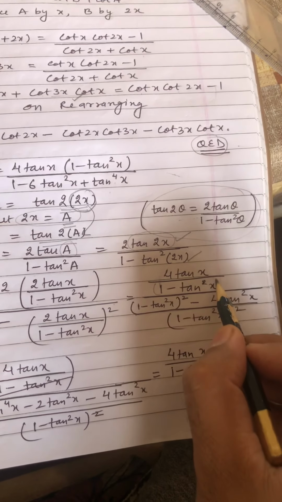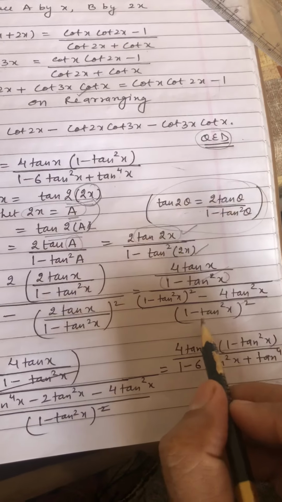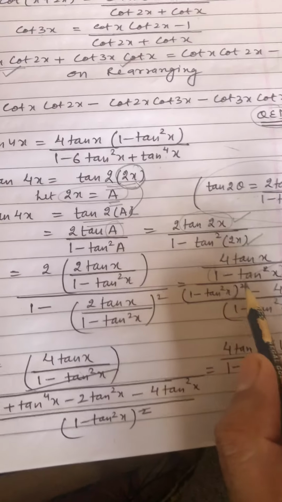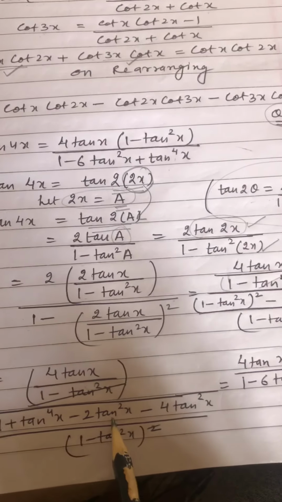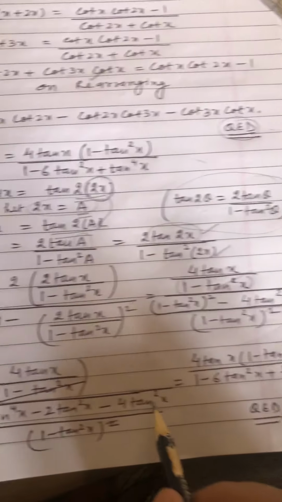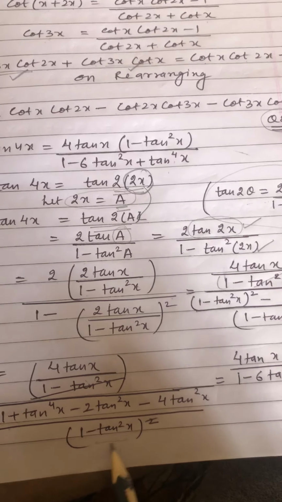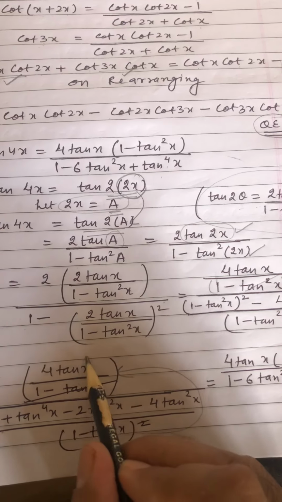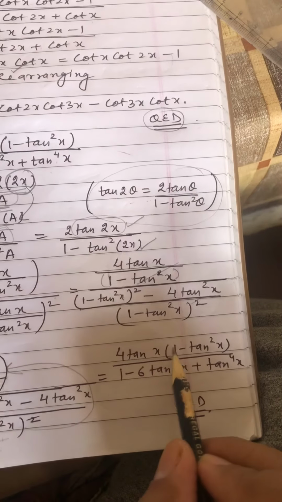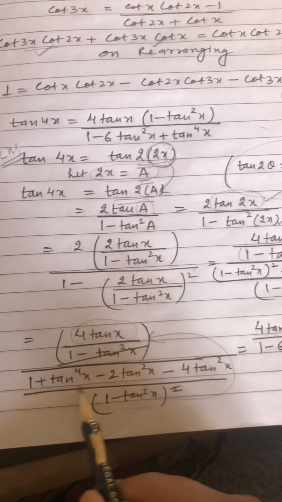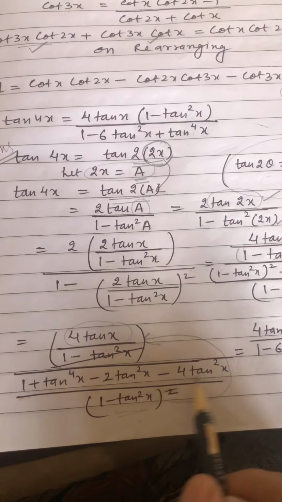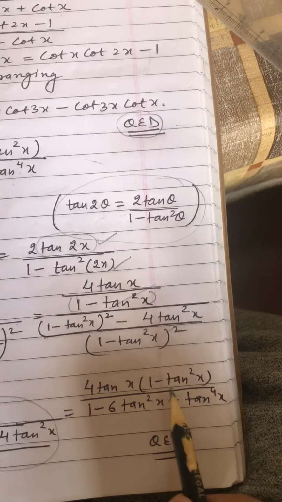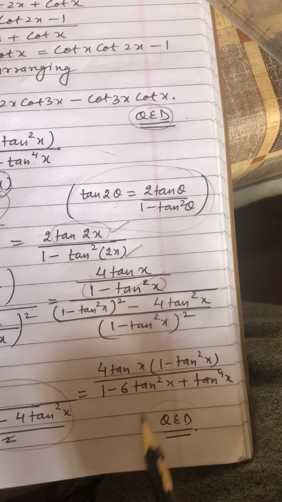So the 1 power we can cancel out by this. Now open the whole square, (a minus b) whole square is a square plus b square minus 2ab, minus 4 tan square x as it is. Now this term which is left in the denominator will move up. It will get multiplied by 4 tan x. So what you will get, 4 tan x (1 minus tan square x) whole upon 1 minus 6 tan square x plus tan to the power 4 x. This only we have to show.